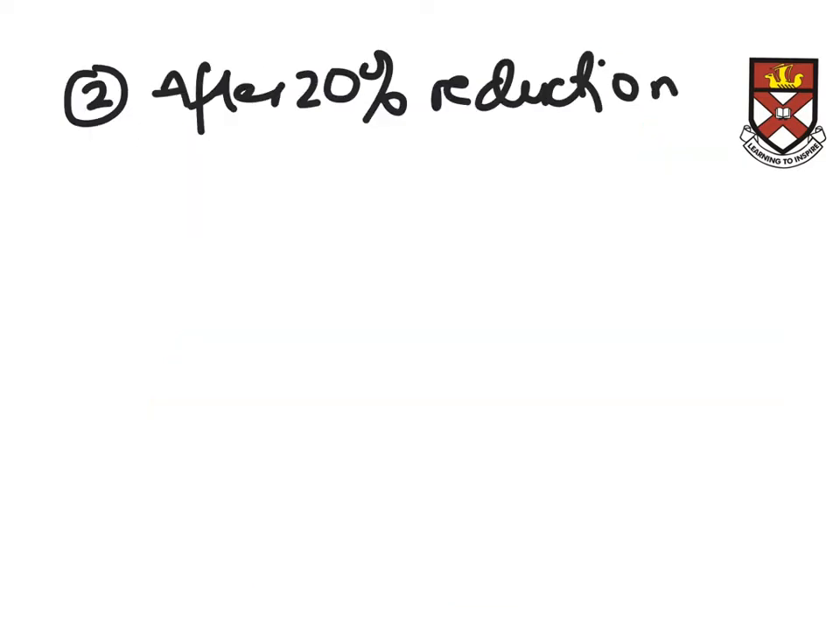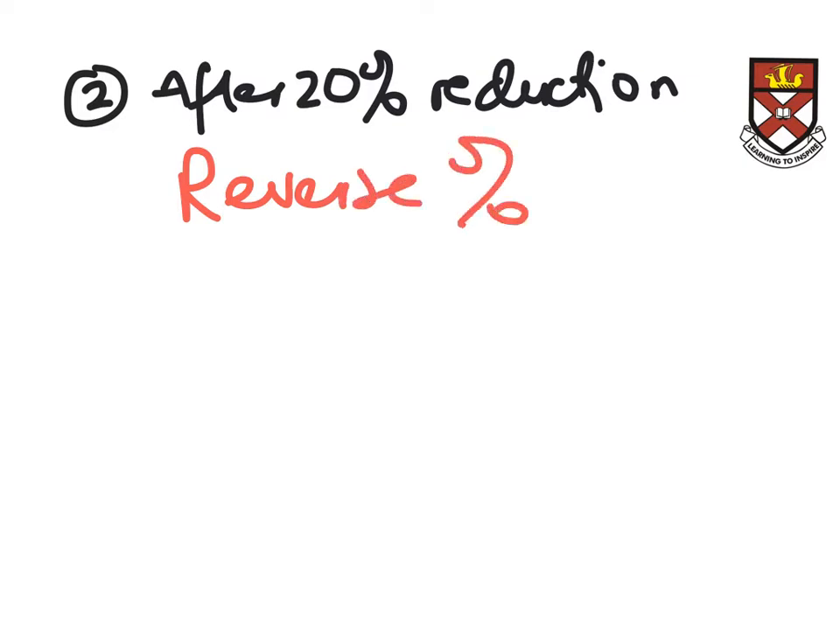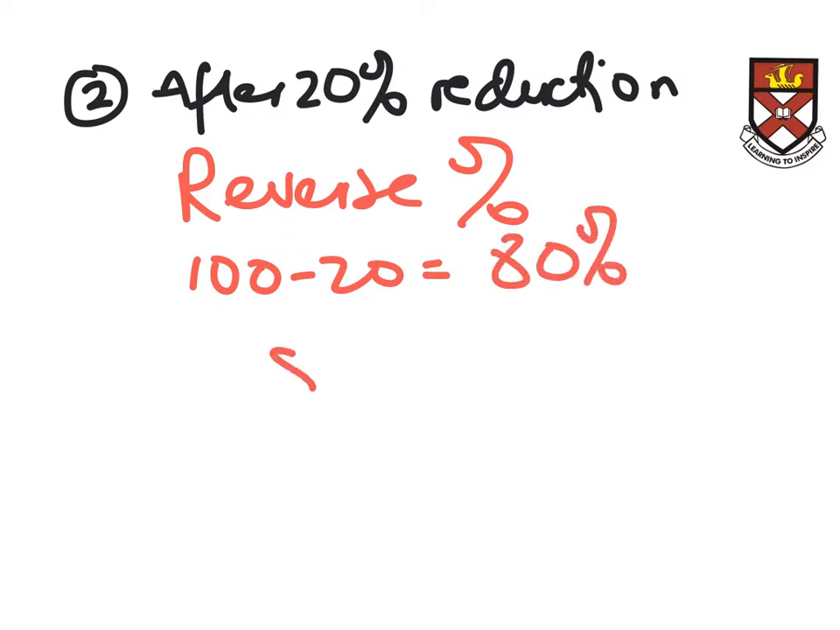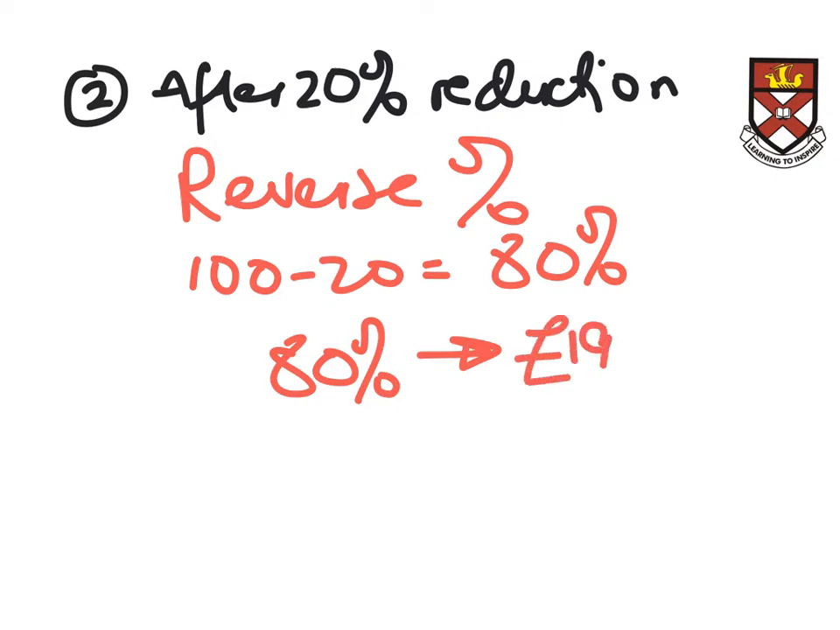Question 2, after a 20% reduction. So the magic word in this question is the fact that the percentages happen, so it's afterwards. So it really is a reverse percentage question. Okay, so 100 take away 20 leaves you 80%. We know that 80% is equivalent to £196.